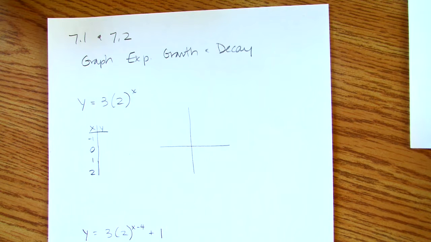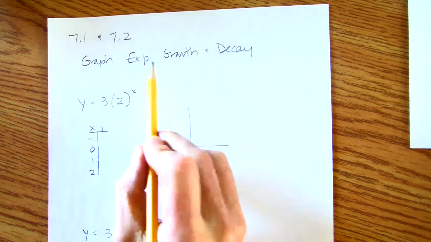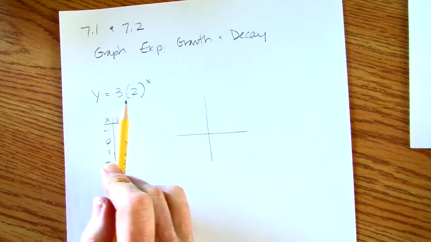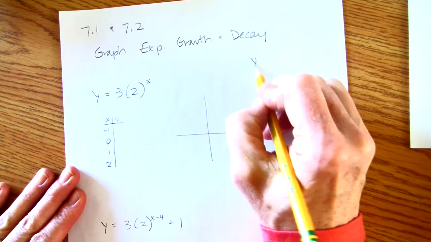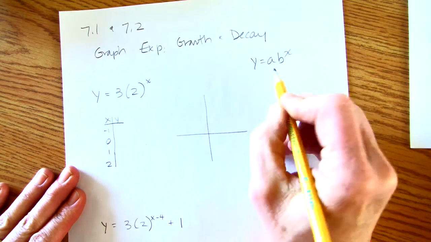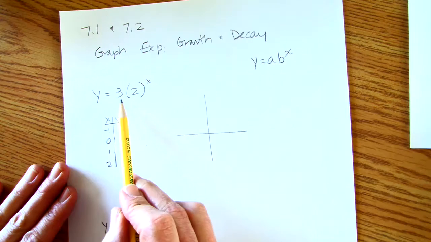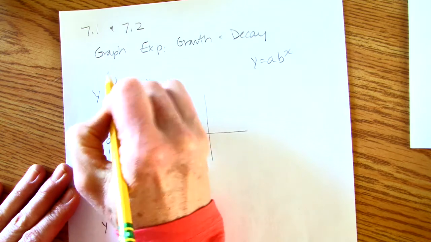Okay, this is a quick snapshot of graphing exponential growth and decay. I was lazy and didn't even write out exponential. So here's an example of an exponential function. There's the fundamental relationship. This is my start value.